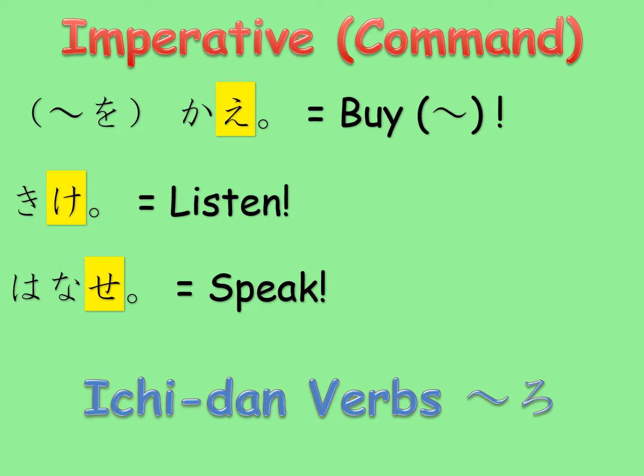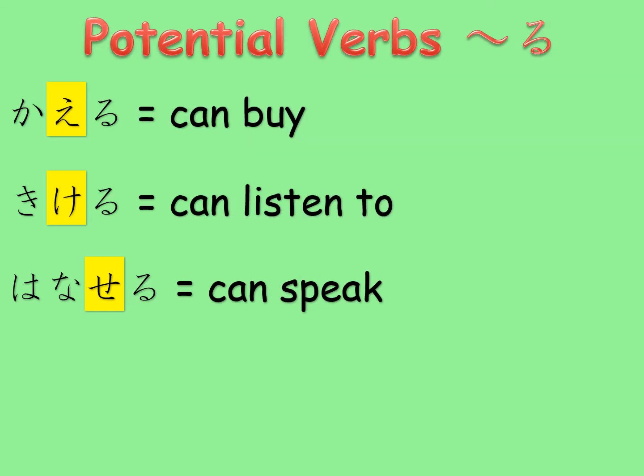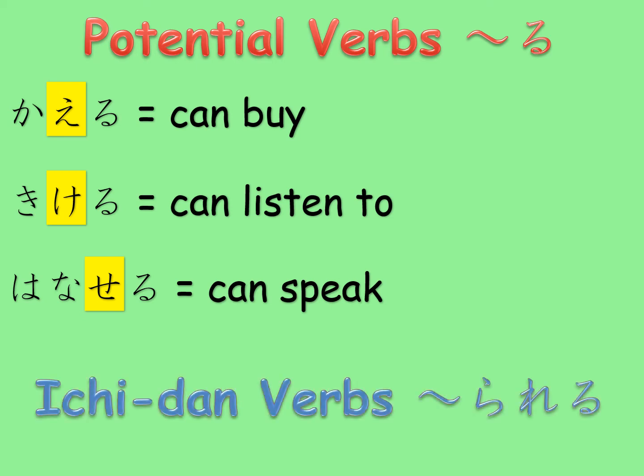If you add ru to the imperative form, it becomes a new verb, which includes the meaning of can. 買う is to buy, and 買える is can buy. In case of an ichi-dan verb, the ending is られる.